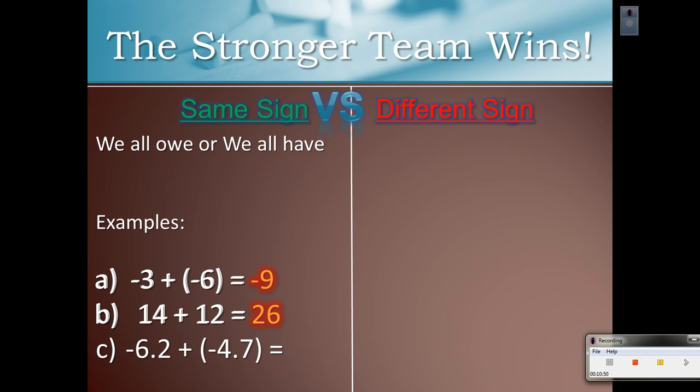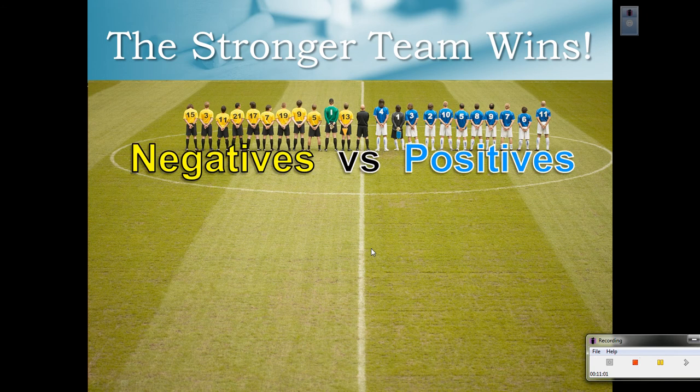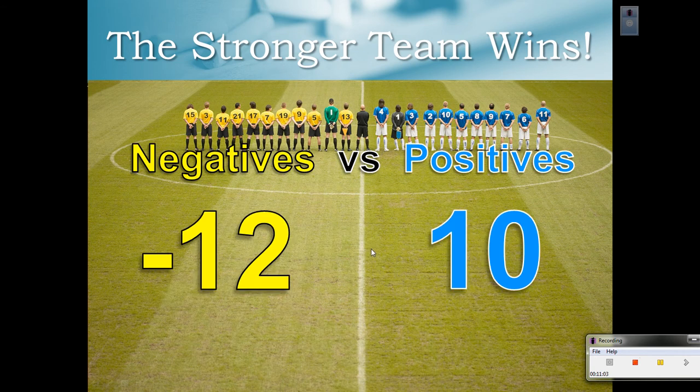And I'm going to kind of skip through this next little piece here. So try not to mind this soccer field here. I'm going to skip for the sake of time.